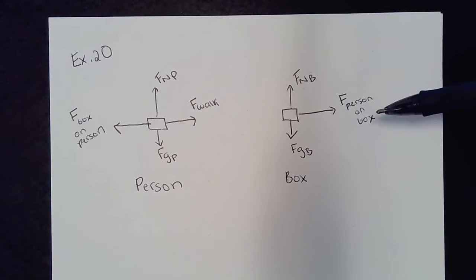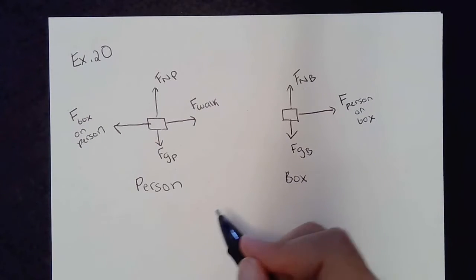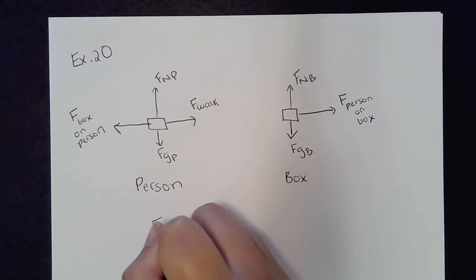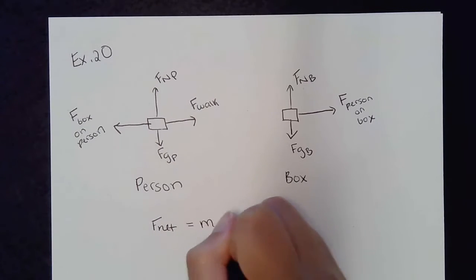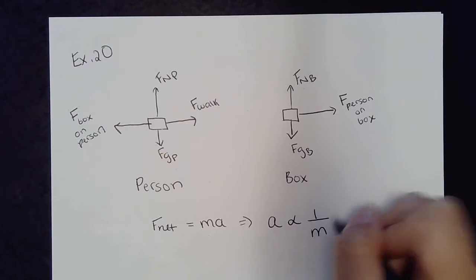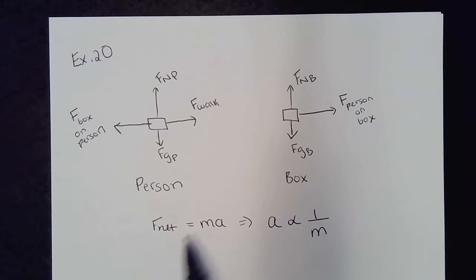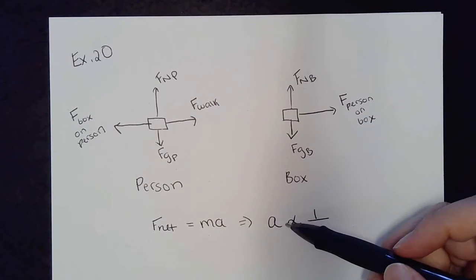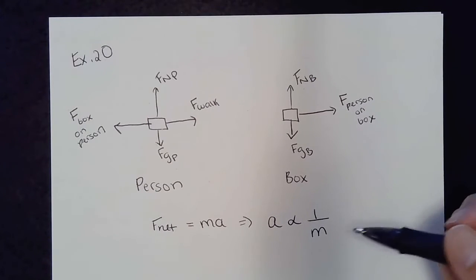So you may be wondering, if that's true, why doesn't the Earth experience a force from all of the people and buildings and objects on its surface? Well, it does. Newton's third law says that it does experience the same force, but because of Newton's second law, which is F net equals ma, we know that acceleration is proportional to 1 over m when the force is constant. So the Earth is so massive that the same force causes a very tiny, almost negligible acceleration on the Earth.